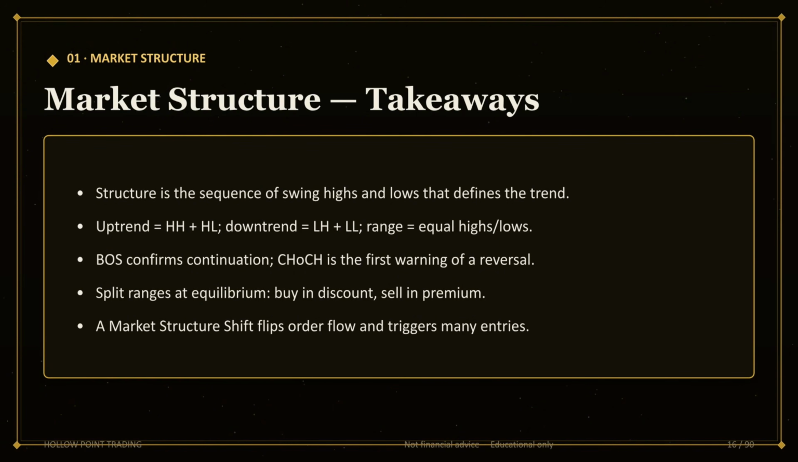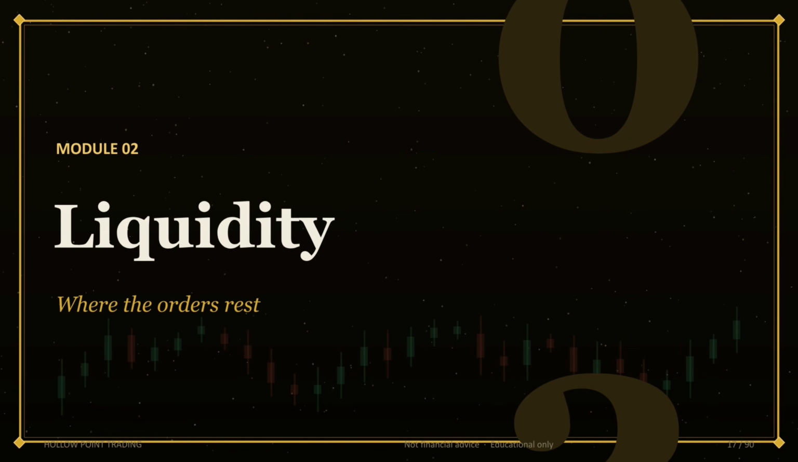Remember, BOS confirms continuation, while CHoCH warns of a reversal. Always use equilibrium to find discount for buying or premium for selling. Welcome to Module 2, Liquidity.